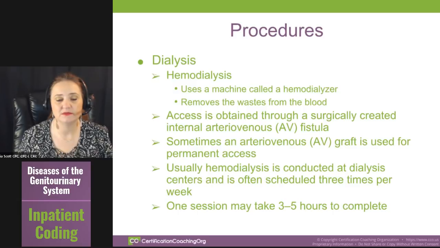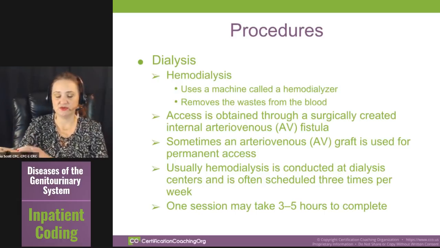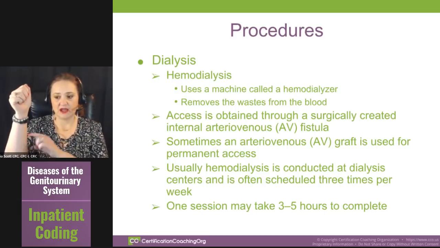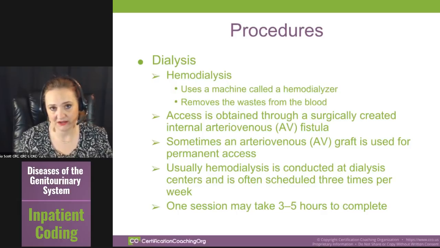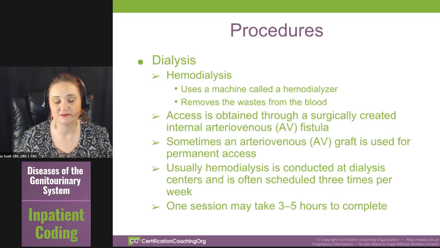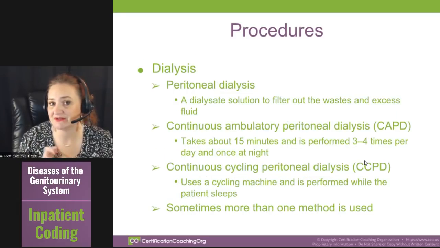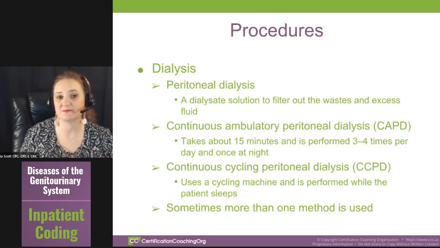You can be connected with an AV fistula that's created in the arm. Usually they'll put in a fistula and then you'll just plug the machine into your arm. Sometimes you have an AV graft that's permanent access. You can use hemodialysis at dialysis centers, and often you're in 3 times a week. It's not like once a week or twice a week. You go in 3 times a week and you sit there for 3 to 5 hours and let the machine process your blood. So it's a commitment, because remember what I said earlier, 3 to 5 days before you succumb.